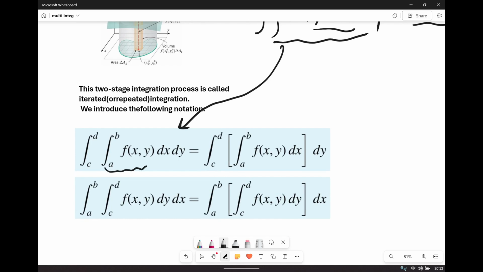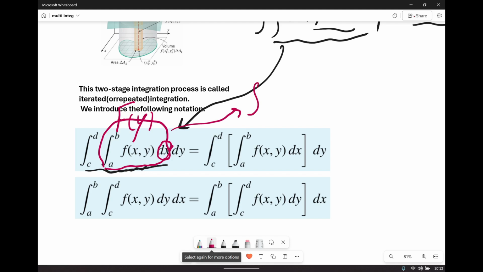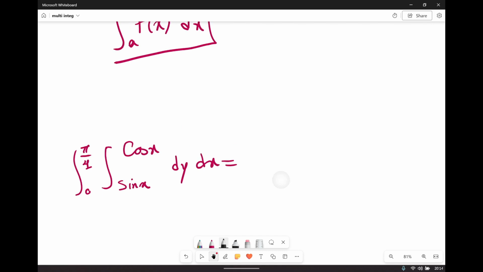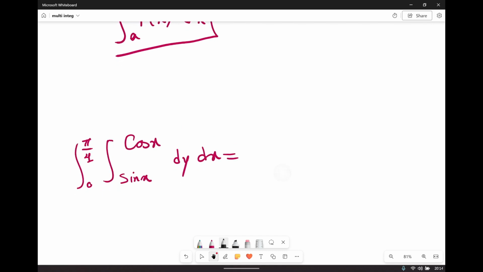For example, here, at first, I calculate this partial integration with respect to x, and the answer is a function with respect to y. And after that, I calculate this integration, guys, with respect to y. Or the other way: at first you calculate this integration, and after calculation it is a function with respect to x, then you integrate again, but with respect to x. An explicit example is a better way to understand.